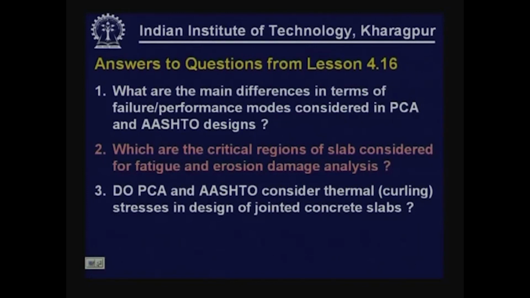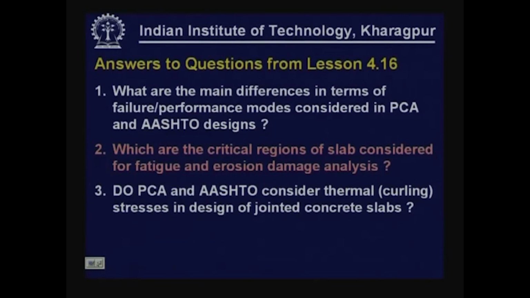Which are the critical regions of slab considered for fatigue and erosion damage? Especially we are referring to PCA because in AASHTO there is no such analysis available. For fatigue analysis, edge region is considered critical. For erosion analysis, since deflection is more important, corner region is considered to be important.